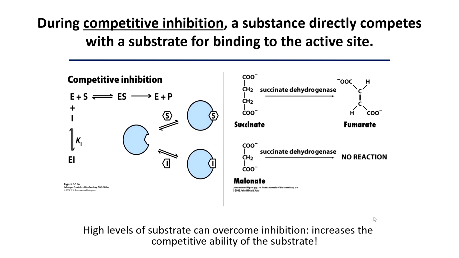Let's first start with competitive inhibition, which is a substance that directly competes with a substrate for binding to the active site. So here's our enzyme reaction, E plus S to ES, enzyme-substrate complex, and that yields enzyme and product. In the presence of an inhibitor, it will bind the enzyme before substrate has a chance to bind, and then form the enzyme inhibitor complex, and therefore no product is formed. So we're going this direction in the presence of inhibitor instead of in this direction.